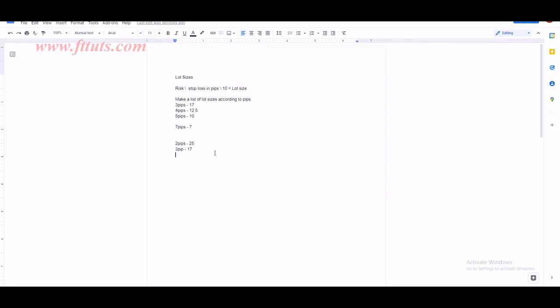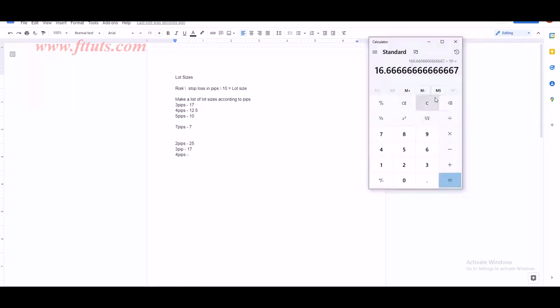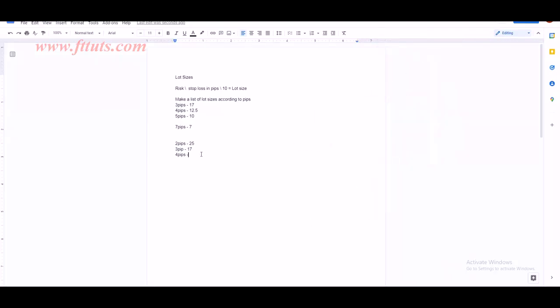Okay. So now we got 4 pips. So we're going to take our 1% in this case, divide it by 4, divide it by 10, 12.5. 12.5, let's just go 13.